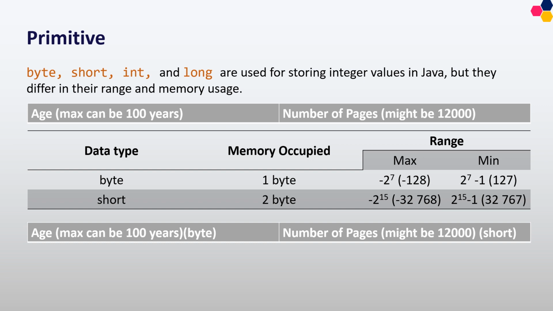So, when deciding which data type to use, you need to consider your requirements. If you choose a short data type for storing the age of a user, you would be using more memory than necessary, which could lead to higher costs. The same principle applies to other variables and data types. It's important to select the appropriate data type based on the expected range and memory usage for your specific use case.